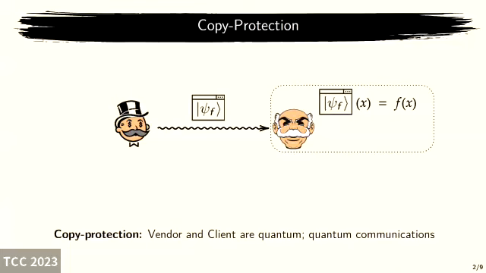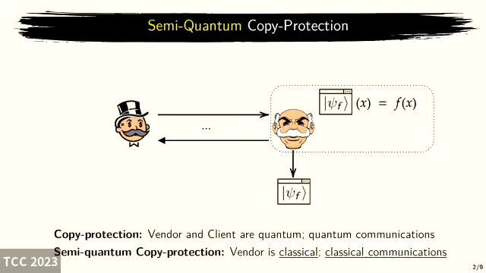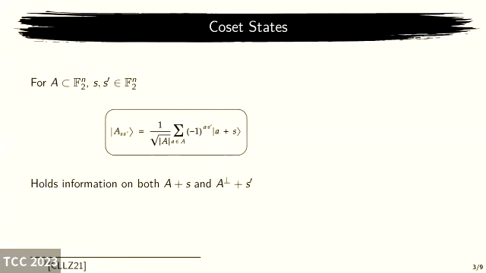In this setting, as I said, the vendor is quantum and communicates with the client using quantum communication. Semi-quantum copy protection is the setting in which the vendor is classical, and so he has to communicate with the client using classical communication. What he has to do is to classically instruct the client on how to construct this quantum protection of f while preserving the security of this primitive.